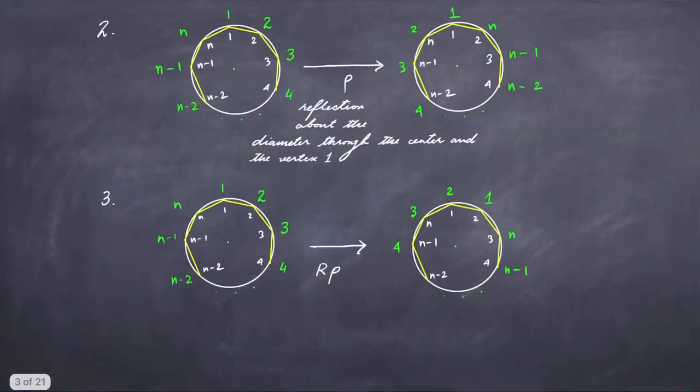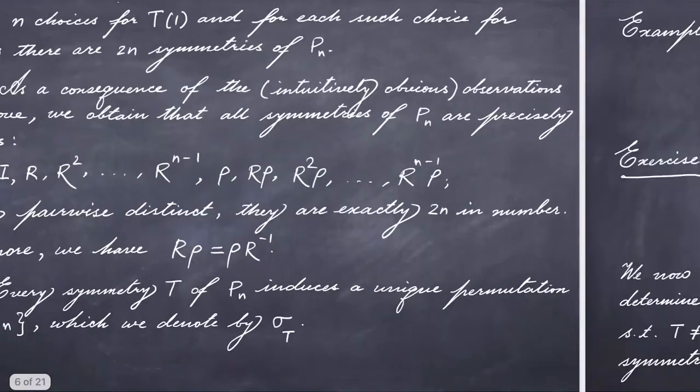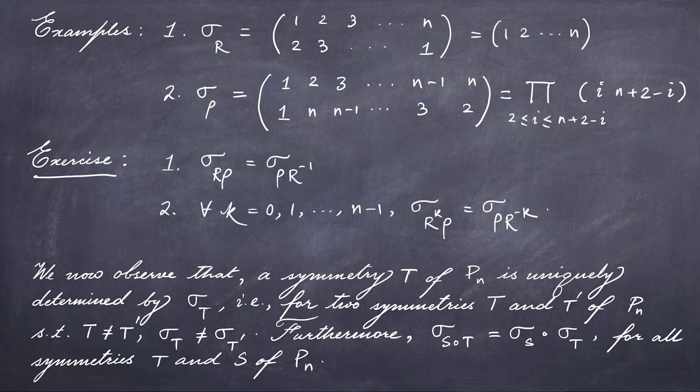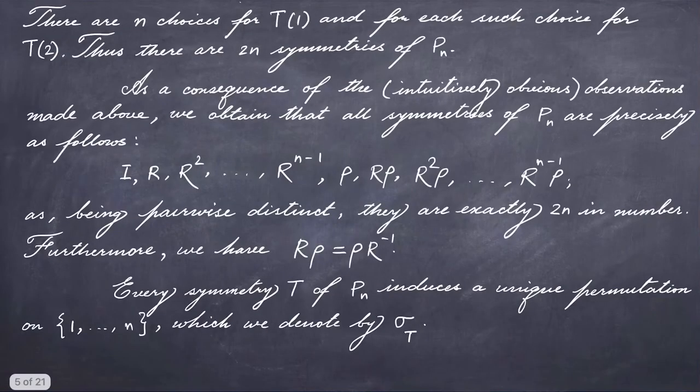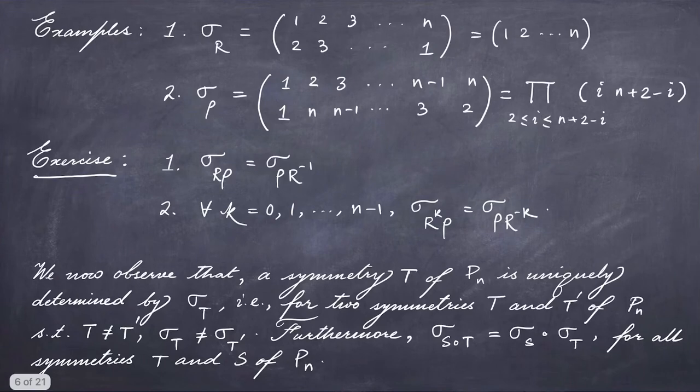What about rho? If you see, the first vertex is unchanged, and the second and the nth vertices interchange their places, and similarly the third and (n-1)th vertices. So from this it is clear that sigma rho is nothing but the product of all these transpositions. And I leave the verification to you that we have the following: for sigma r and sigma rho, sigma of r rho is sigma of rho r inverse. So what we are checking is that this relation also passes to the level of the permutation induced on the vertices.